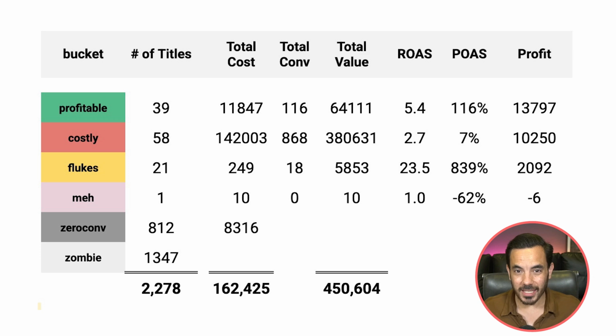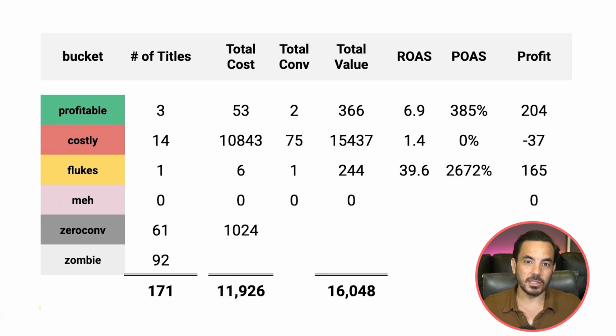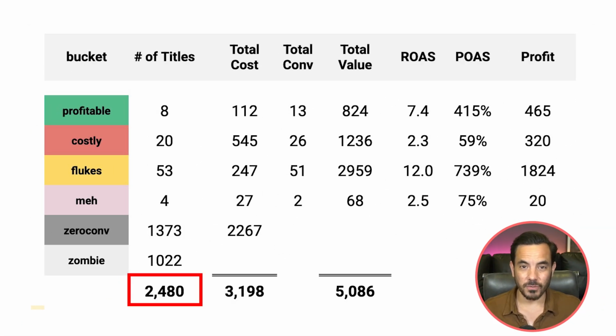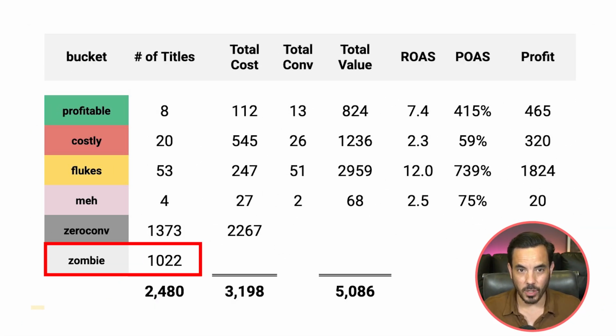And the thing to know here is that this particular account is not an outlier. This is actually pretty typical. Here's another account I audited. They have 171 total products and 92 of those were zombies. And here's another one, 2,480 total products and 1,022 of them were zombies. So if you have more than a small handful of products in your Google Ads account, I'm pretty sure you too are going to find a bunch of zombies in there. So next up, let me show you how you can find the zombies in your account quickly and easily.